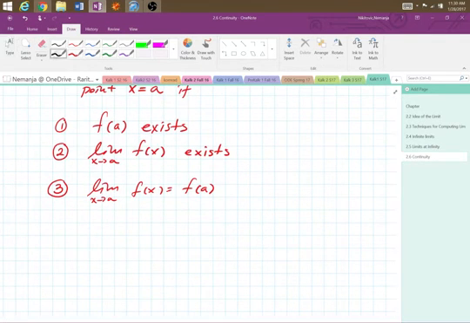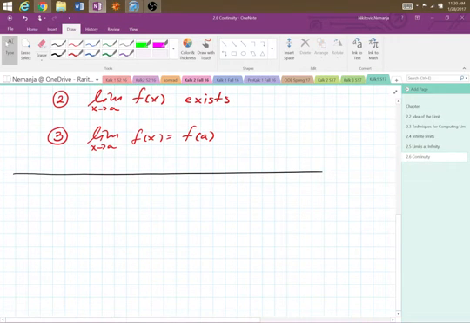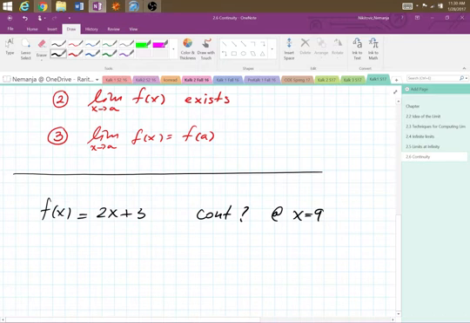So let's see how this works. We take, say, f of x is equal to 2x plus 3, and I want to see if this is continuous at x equals, let's say, 9. So I want to check continuity. What do I have to do? I have to check the 3 rules. So number 1, does f of 9 exist? Yeah, 2 times 9 plus 3 is? Very good. So it exists.